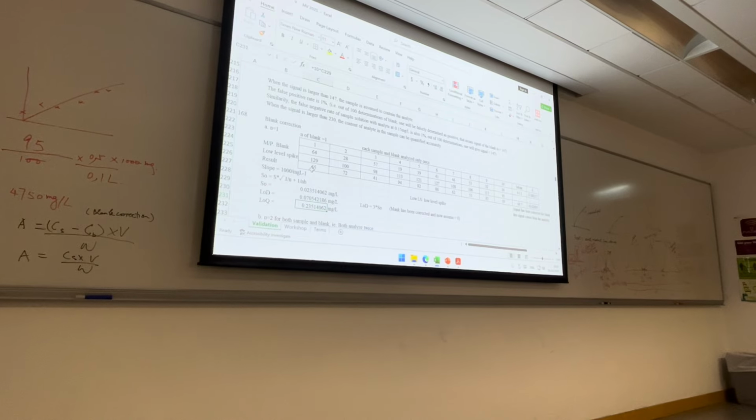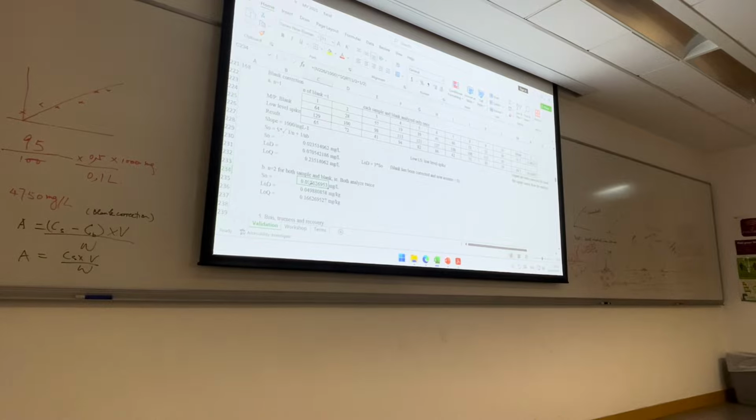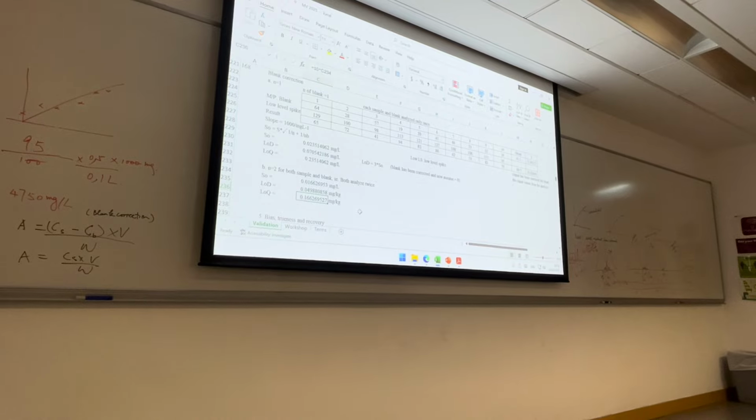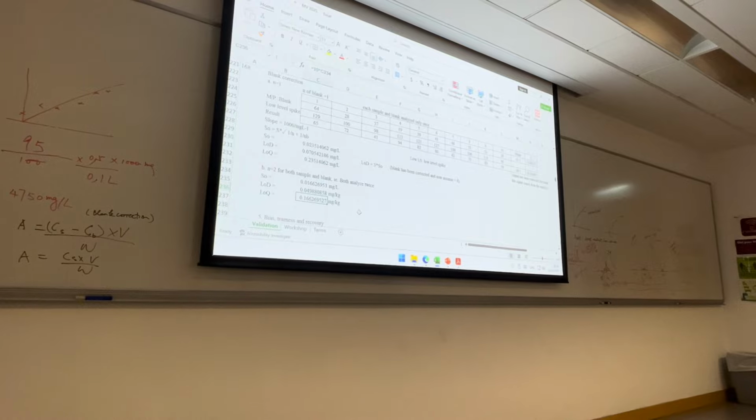The n is only 1 because we carry out only one blank each time, only one low-level spike. If 2, then this will be 1 over 2 plus 1 over 2. Then the standard deviation will be much more certain, and the LOD and LOQ will be lower. Because you measure twice, the mean results are much more certain. The blank results are also much more certain. The overall result, the standard deviation will be reduced.